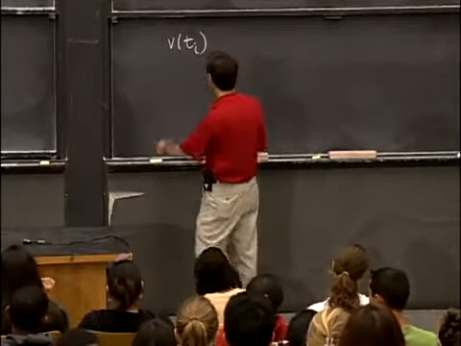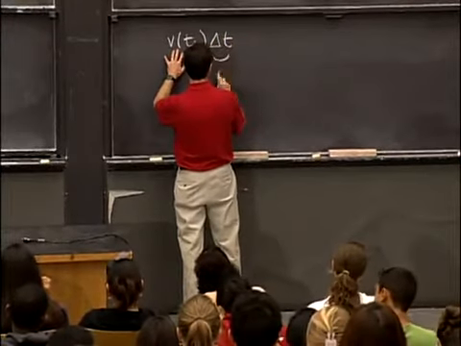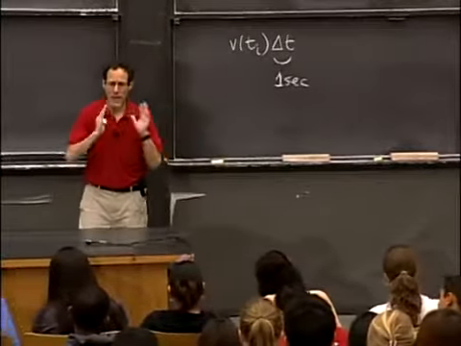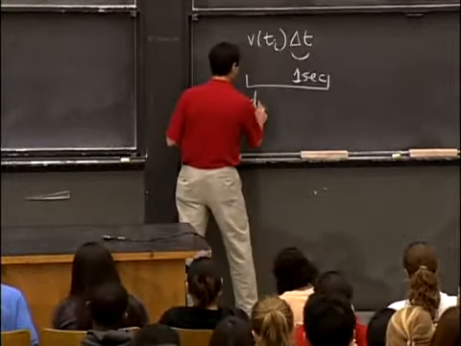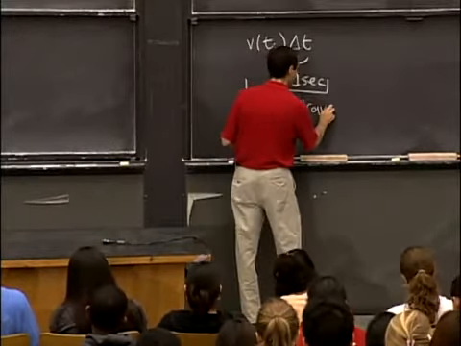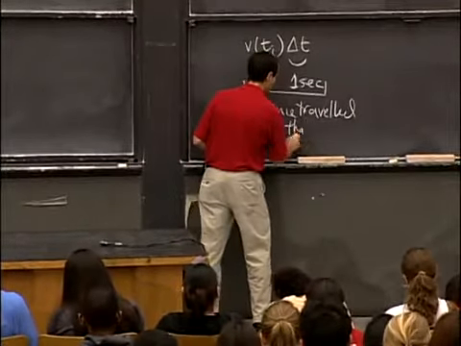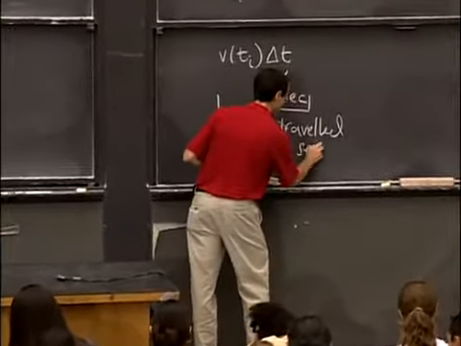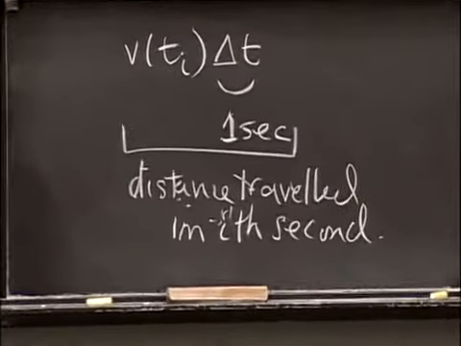Well, the answer is you go this speed times the time interval, which in this case we're imagining is 1 second. All right? So this is how far you went. So this is the time interval, and this is the distance traveled in second number i, in the ith second. The distance traveled in the ith second, that's the total distance you traveled.